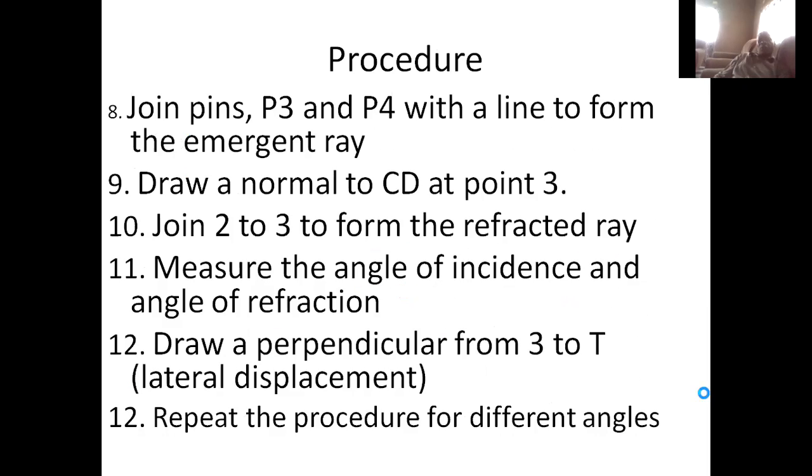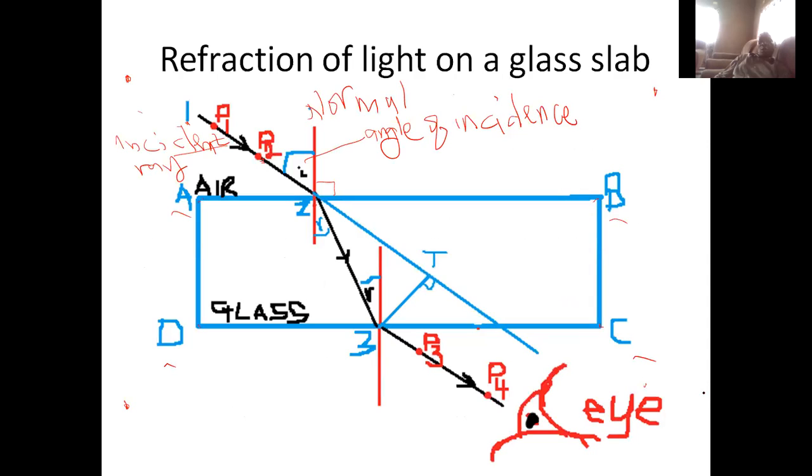In other words, once you bring back the rectangular block, you place it there, while these pins, pin 1 and pin 2, are on the other side, you come here where I've written an I, you look through for pin 1 and 2, see their images, and when they are in line, you place pin 3 and pin 4, such that when you look through here, they are in the same line. Pin 1 and pin 2 and pin 3 and pin 4, they are in the same line.